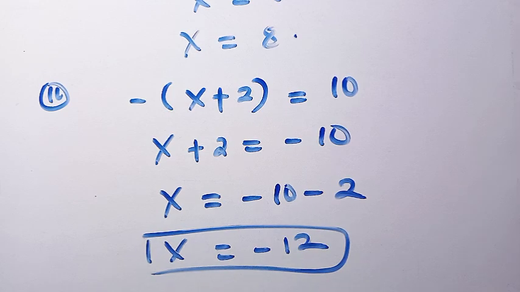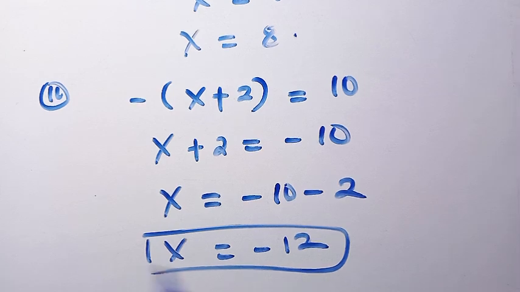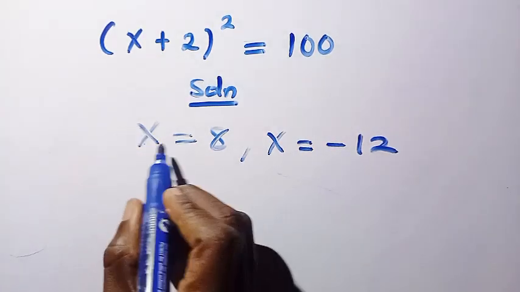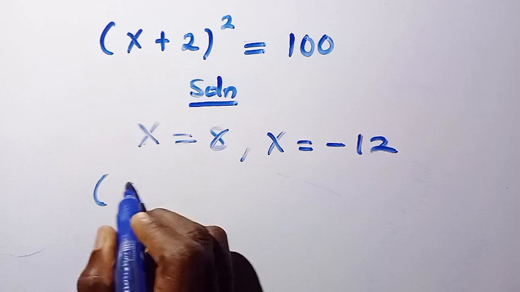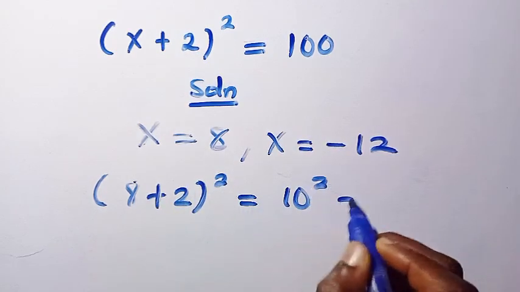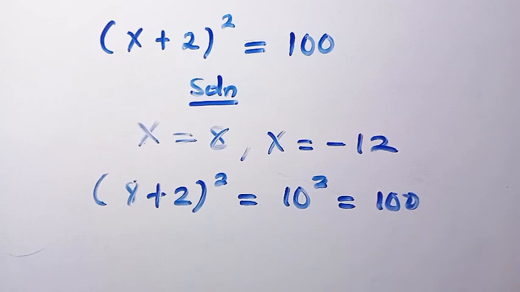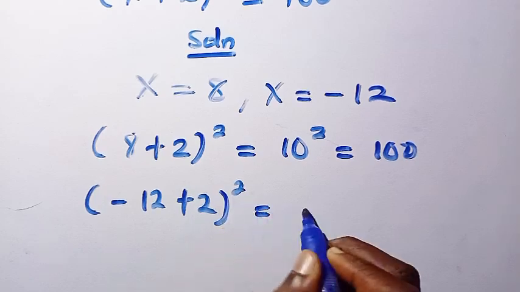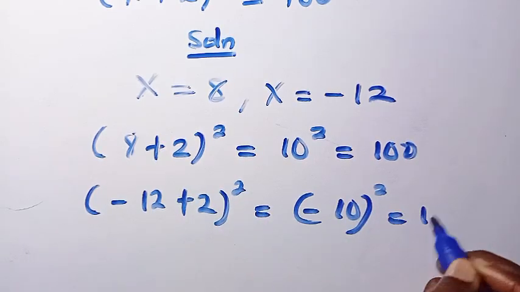So I presented 2 different methods in less than 4 minutes. Let's check this by substituting all these values into the given problem to see if the 2 sides are equal. For x = 8, we have (8 + 2) raised to power of 2. This equals 10 squared, and that is 100. Again, if x = -12, we have (-12 + 2) squared. This equals (-10) squared, and that equals 100.